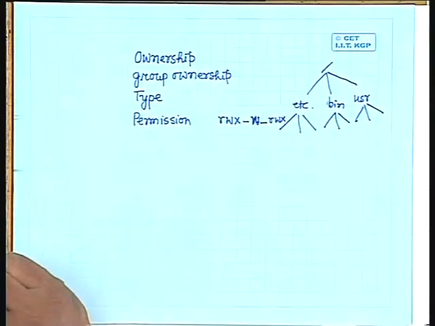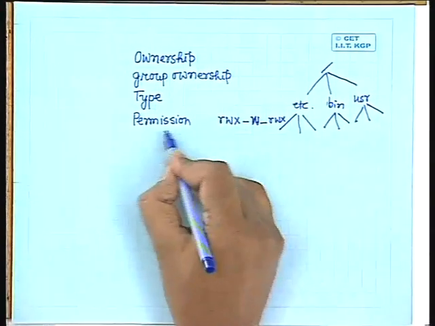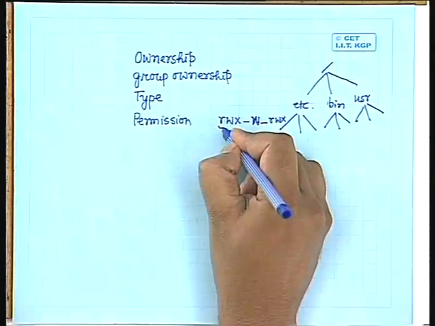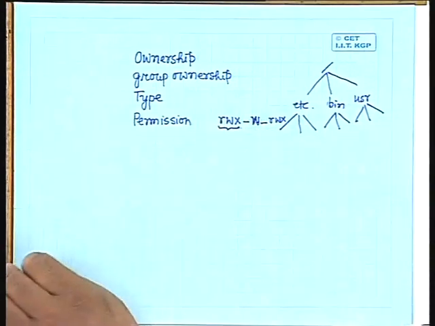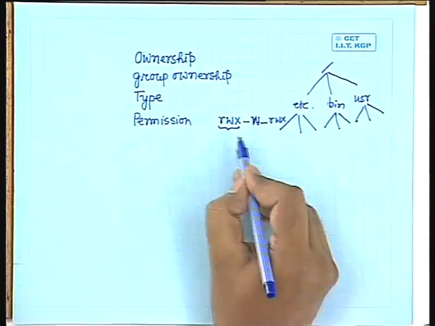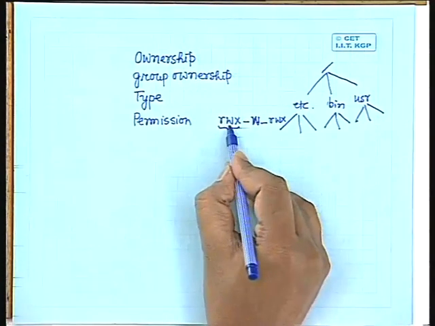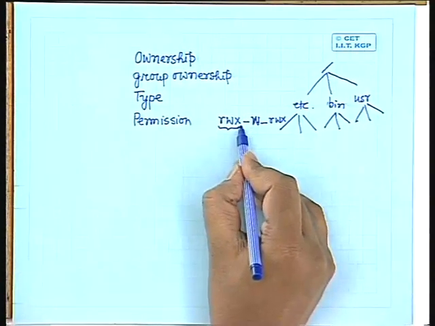Something like this. Okay. What does it mean? So this permission is divided into three fields. I can have three kinds of permissions on any directory or any file in a Unix operating system. R indicates read permission, W indicates write permission, X indicates execute permission.